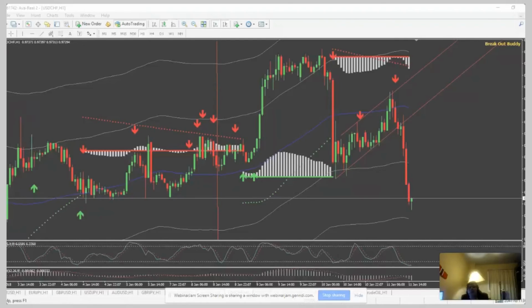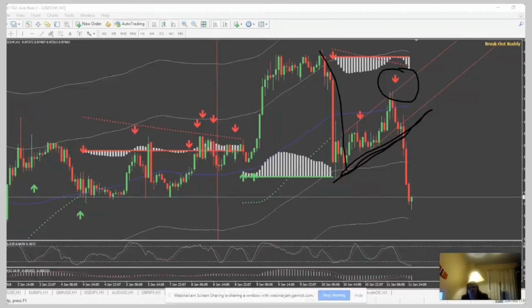On the 11th of January 2018, a downtrend has been established here in the US dollar Swiss franc. We were monitoring this last night, and here's the entry point right here. See that red arrow? Here was the first leg down.